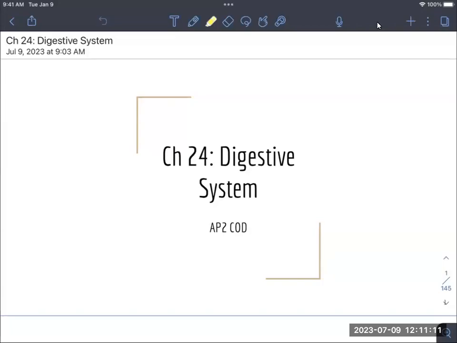Hello, welcome to Chapter 24, the Digestive System. Today we're going to go through all the different parts of the digestive system and how all of these parts work and what they contribute to the digestive system.